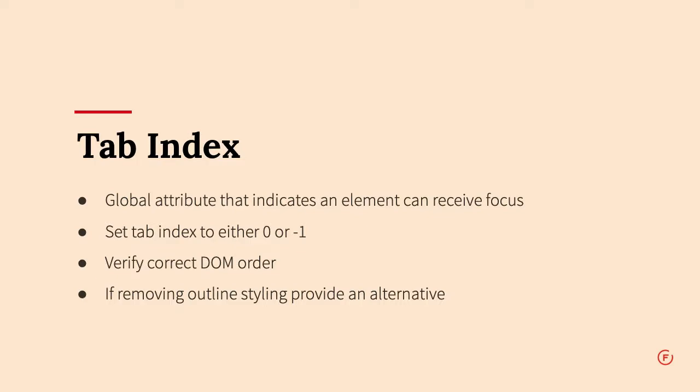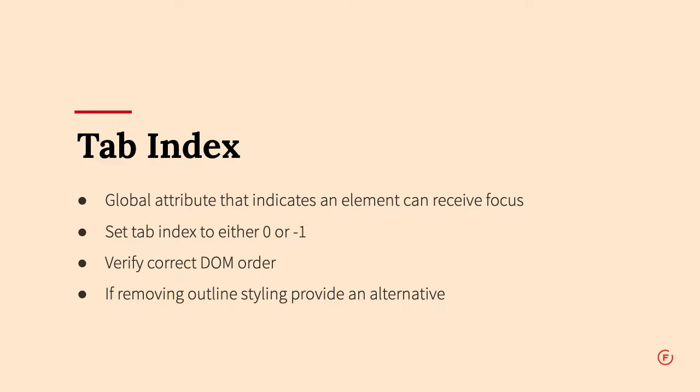So one of the things we use to do that is tab indexing. It's a global attribute that indicates an element can receive focus. When you use an already interactive element like a button or an input, these things already come with focus enabled. But if you're using just a div or some other kind of element that's not what we would normally use for interactions, you would need to apply the tab index to it.